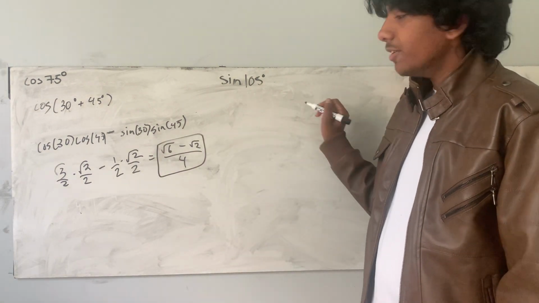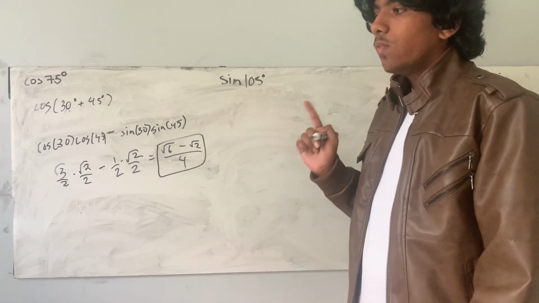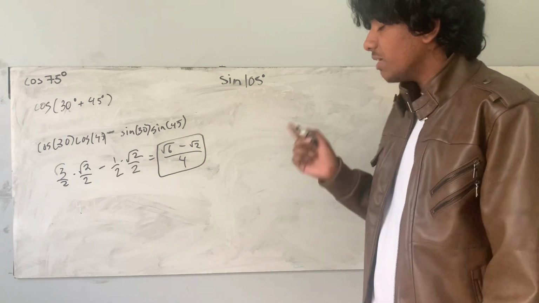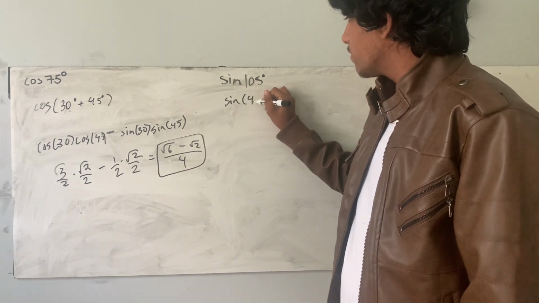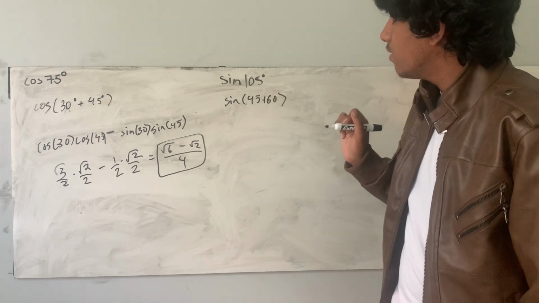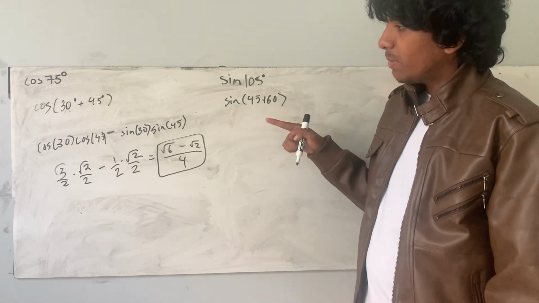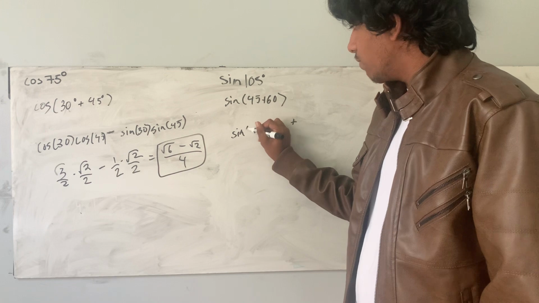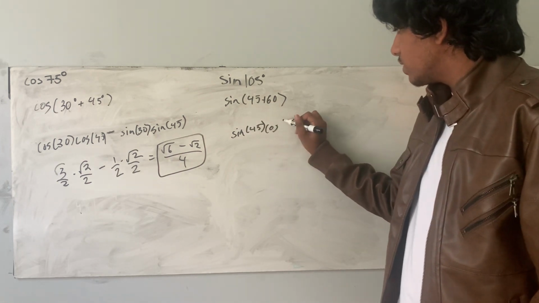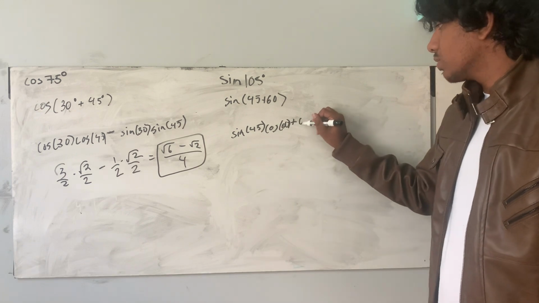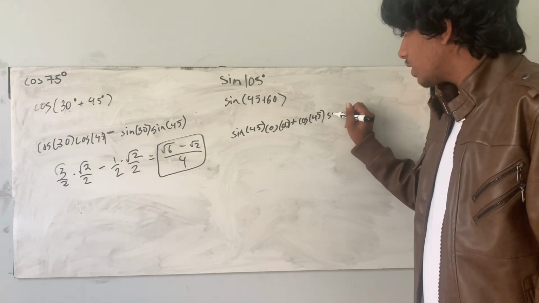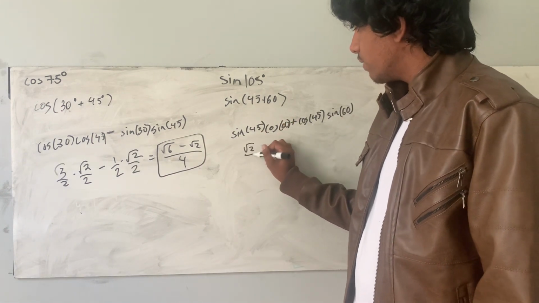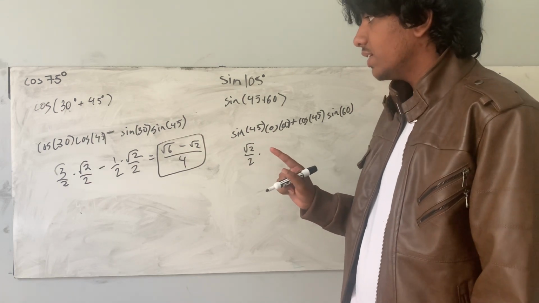Now, let's do the same thing here. Sine of 105 is nothing but sine of 45 plus 60. Sine of 45 plus 60, right? So let's do the sum and difference again. This time we're going to keep the plus because it's sine, and we're going to do the wrapping. So that's going to be sine of 45 times cosine of 60, plus cosine of 45 times sine of 60. Sine of 45 is the square root of 2 over 2 times the cosine of 60, which is 1/2.